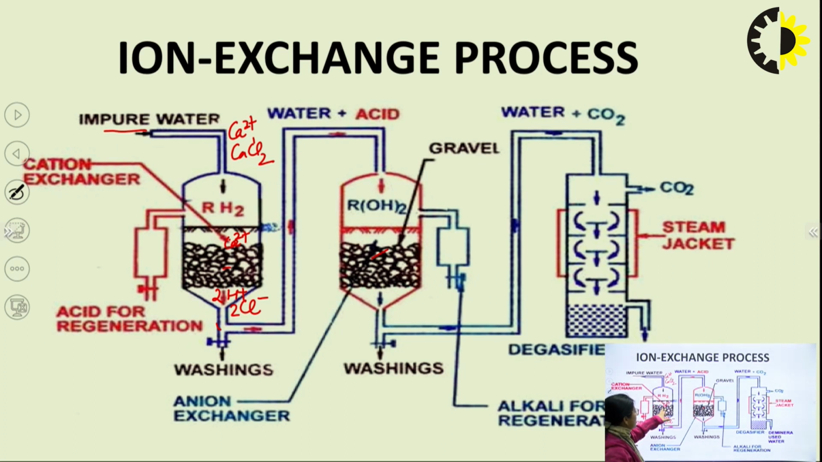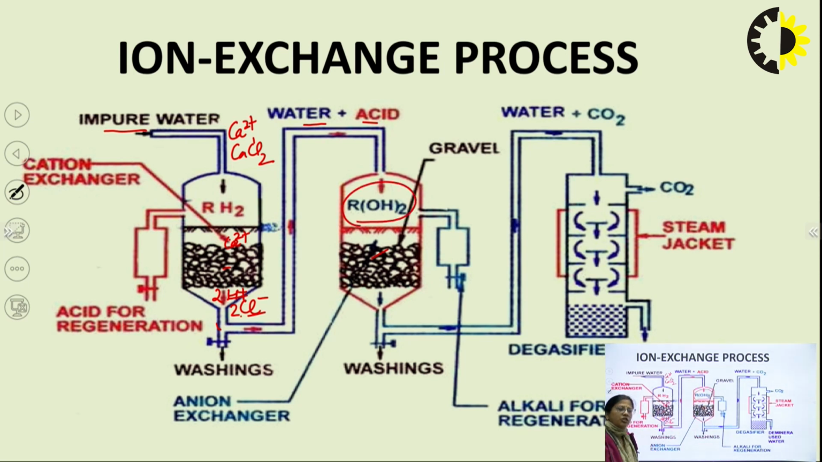Calcium got fixed here, and for one calcium, 2H+ are removed from the cation exchanger, and the anions also move out as such. So here you can see water plus acid is passing. 2H+ and 2Cl- combine to form HCl. That means acid is passing through this system, and this water and acid then pass through the anion exchanger.